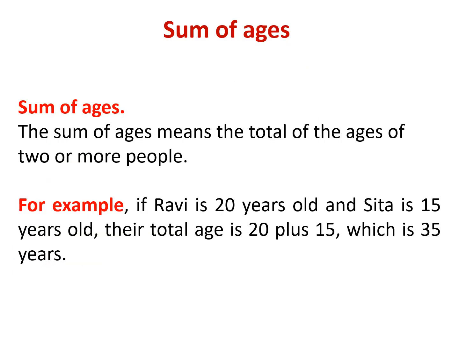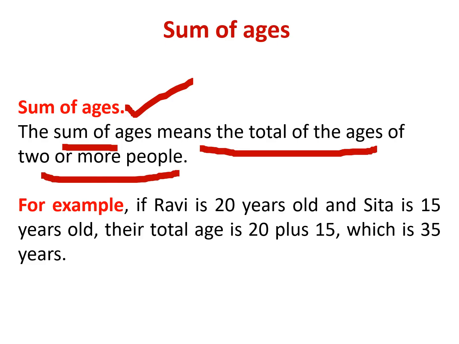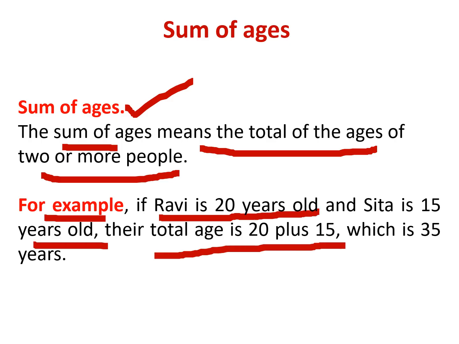Now, let us begin with the first type of age relationship, which is the sum of ages. The sum of ages means the total of the ages of two or more people. For example, if Ravi is 20 years old and Sita is 15 years old, then their total age is 20 plus 15, which is 35 years.